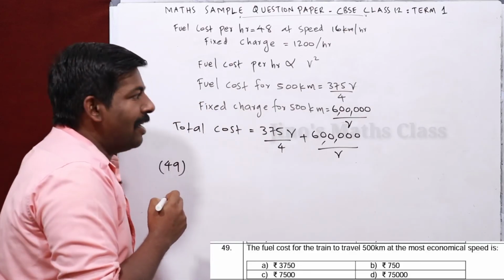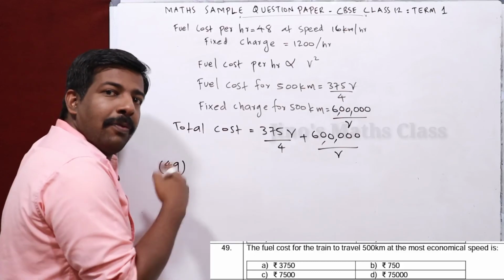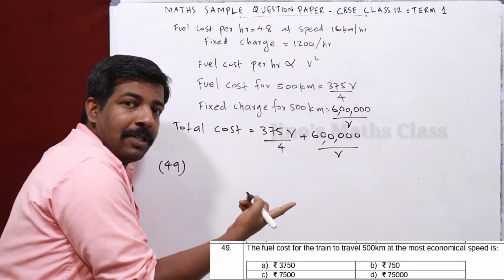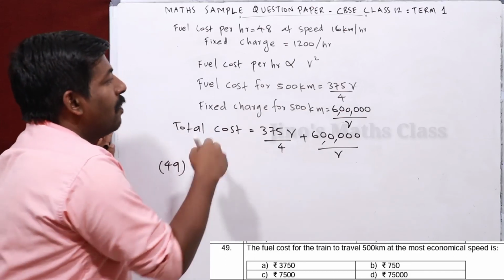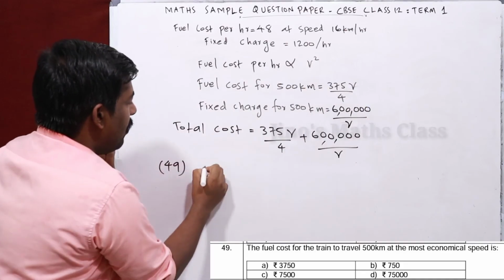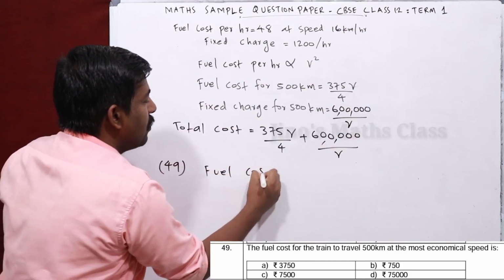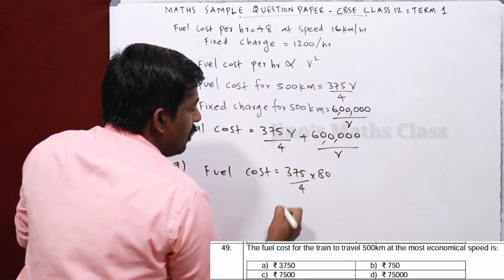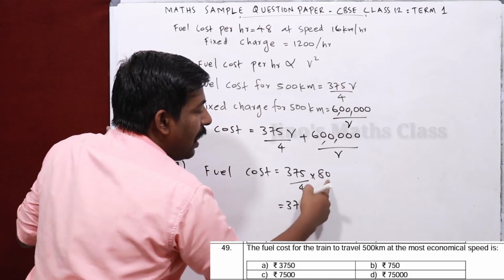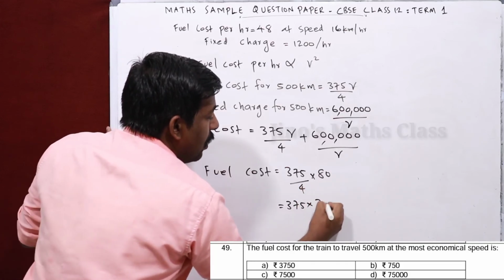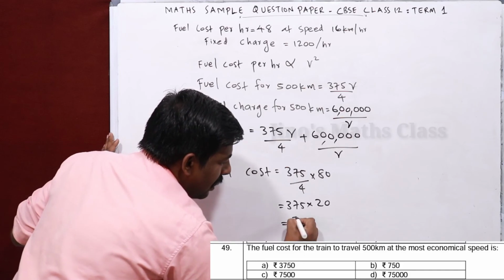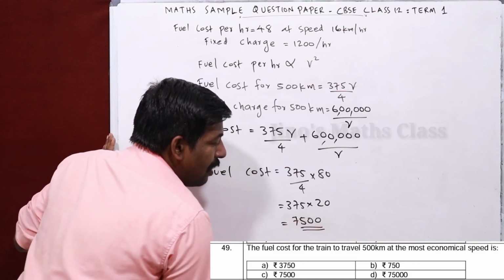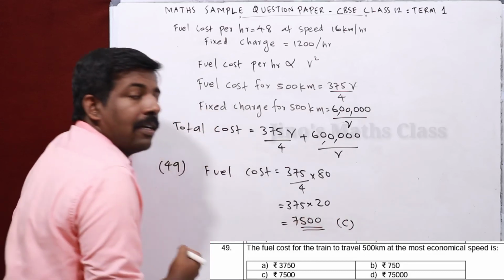Question number 49. Here they are asking to find the fuel cost for traveling 500 kilometer at economical speed, and we found economical speed is equal to 80 kilometer per hour. So we can just substitute that here. At the time we will get the fuel cost, right? So fuel cost is equal to 375 by 4 into 80. Here we can cancel 4 and 80, so into 20 will come. So when we multiply, we are getting 750 then 0, that means it is 7,500. That's why option C is the correct answer.